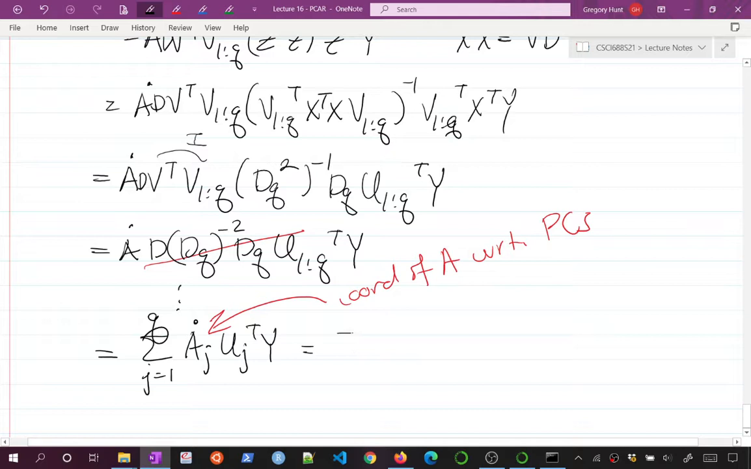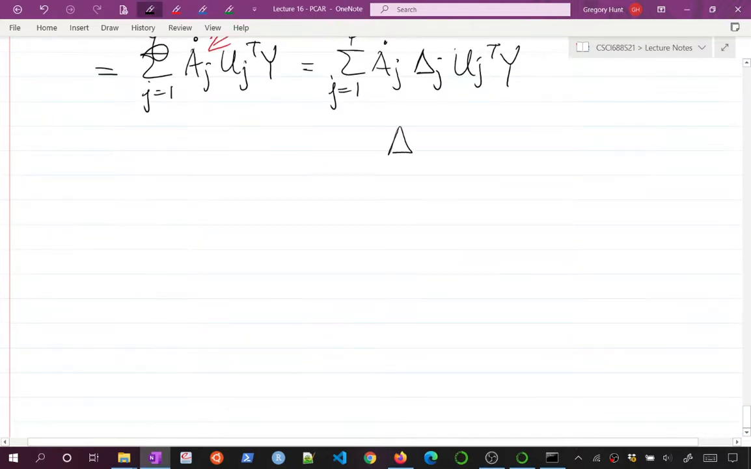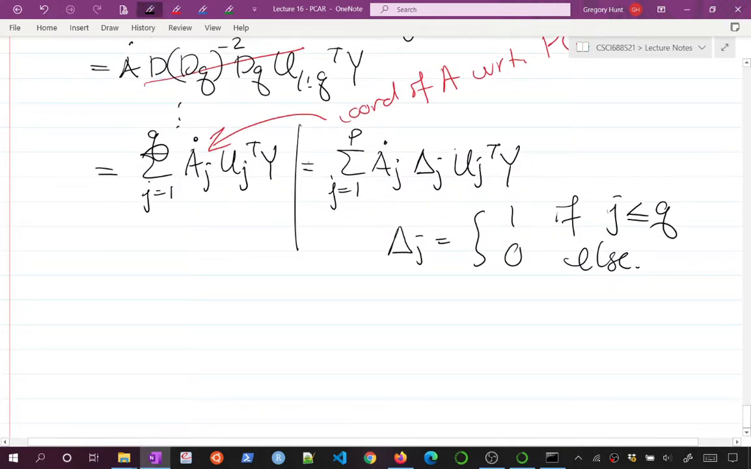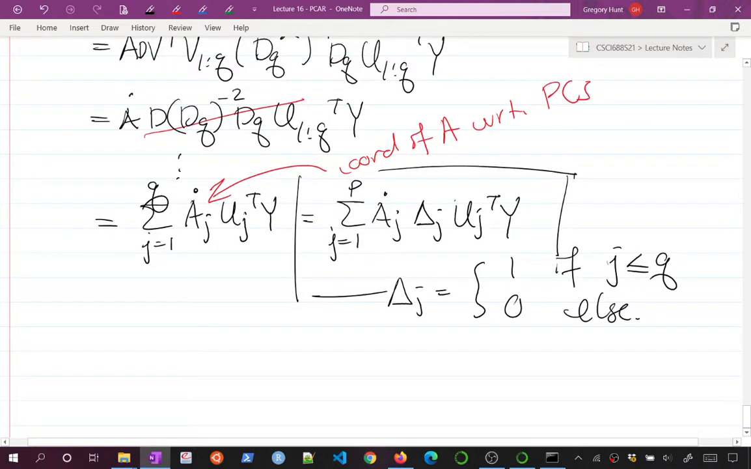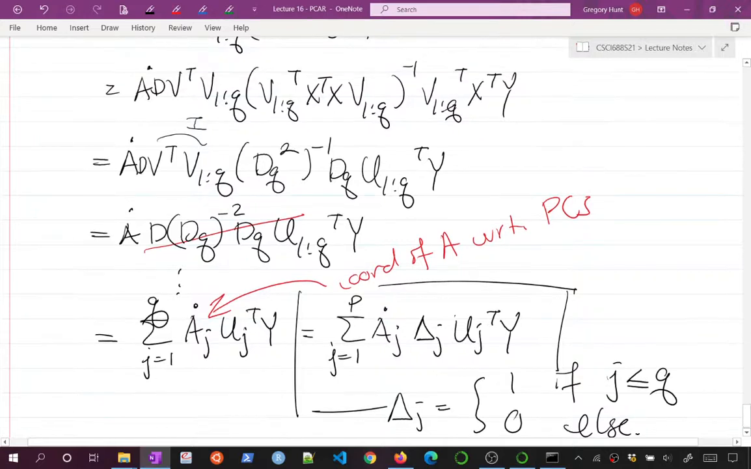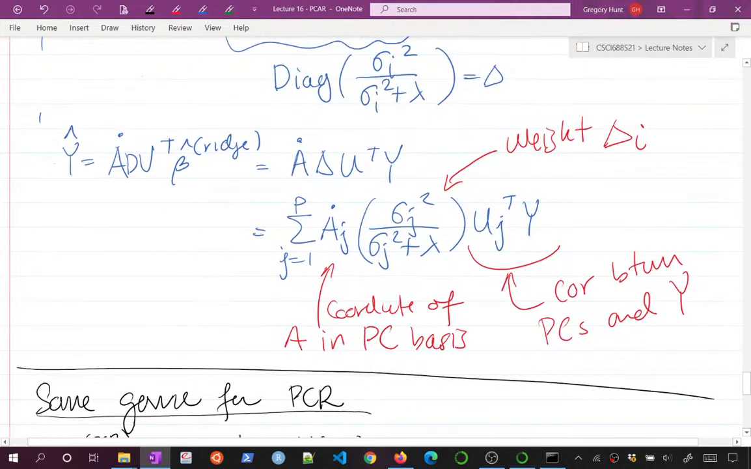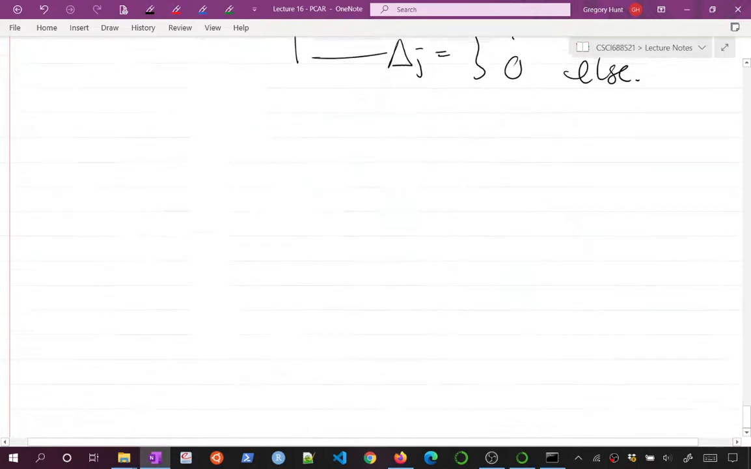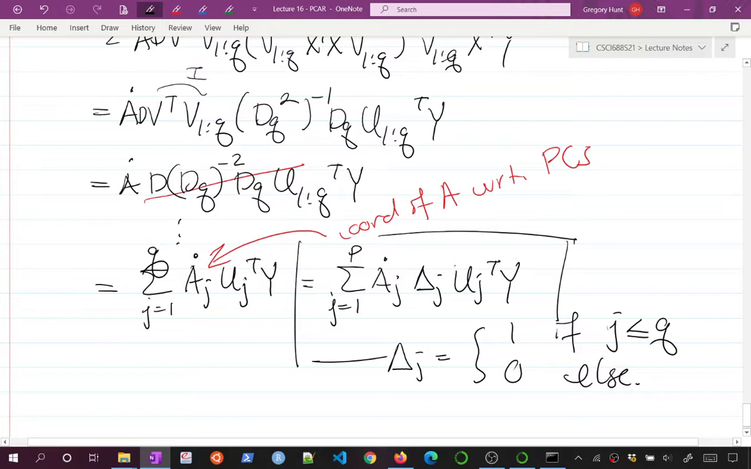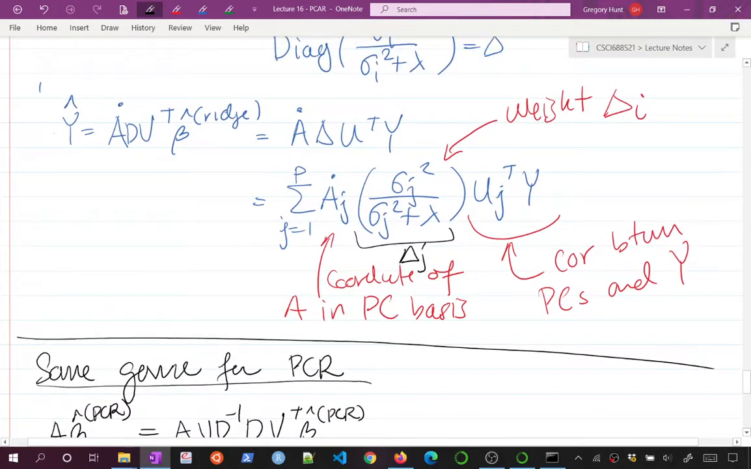Now, as I started to write out here, you can basically write this as a sum from 1 to P, where you have a weight, let's call it delta, but delta_j is just going to be 1 if j is less than or equal to the number of components we're retaining, Q, and 0 otherwise. So it's a lot of linear algebra. It's a pretty advanced topic, but this is exactly the same form as ridge regression. If you look at ridge regression, this is what we're calling delta_j, but it's the same exact form. It has a different weighting scheme. The weighting scheme for PCA regression is basically to zero it out if you're above Q components and leave it alone if you're under Q. And ridge does some kind of more proportional weighting where it scales all of them.